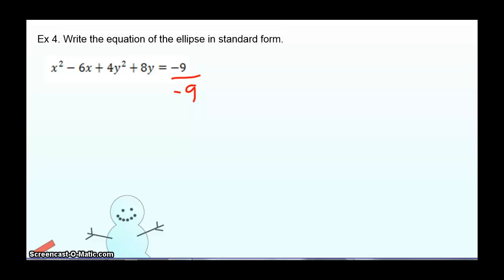Oh no, don't want to do that. Hang on. Okay, let's erase that. I definitely don't want to divide. So this is going to be a little different than the other question we did.